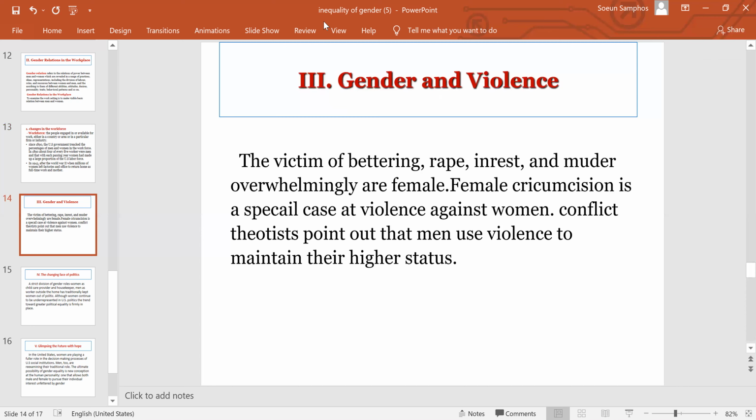The next slide presentation is on gender and violence. The victims of battering, rape, incest, and murder are overwhelmingly female. Prostitution is a special case of violence against women.